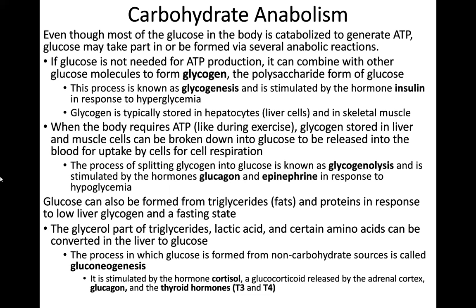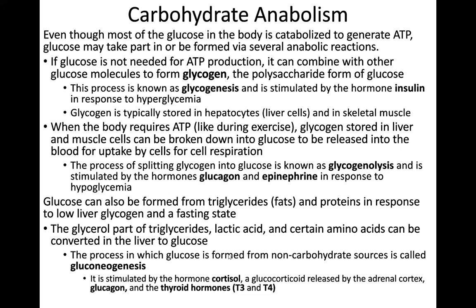Absolutely. Okay. We can also make glucose in cases where we don't have sufficient glucose in our body from non-carbohydrate sources, from things like triglycerides or fats and proteins. Like if we are low in liver glycogen or in a fasting state. The glycerol part of a triglyceride is a 3-carbon molecule, which is half as many as a glucose molecule would have, which is 6. We can use lactic acid, which is not too far off, as we've already talked a little bit about, from pyruvic acid, which is half of a glucose. And certain amino acids can be converted in our liver to glucose.